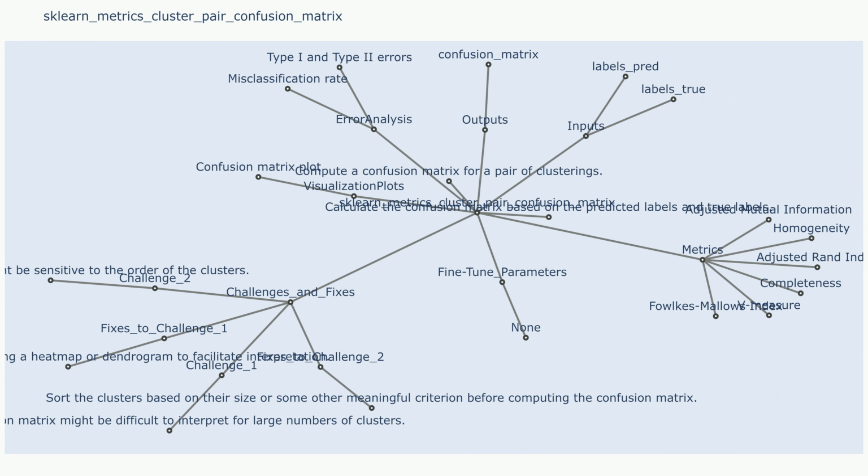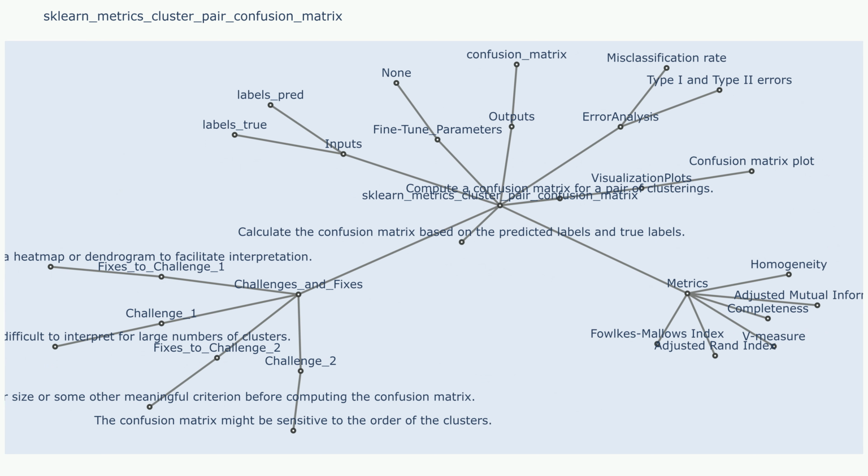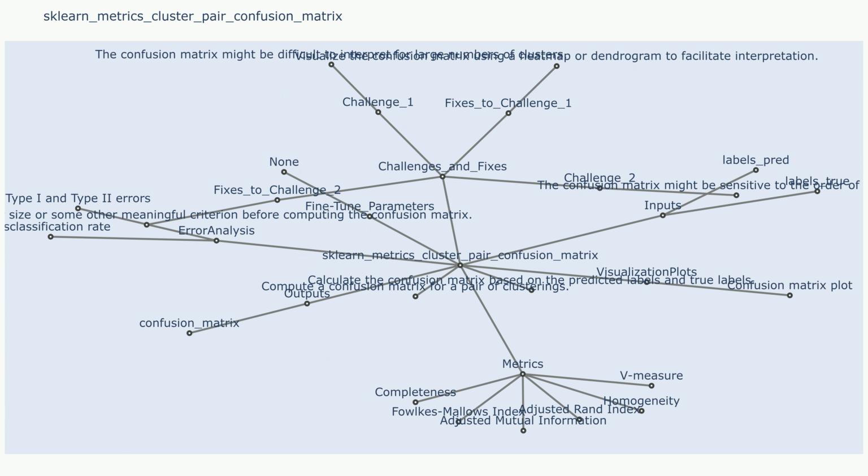Challenge 2: sparse confusion matrices. When the number of clusters is large, the confusion matrices for specific cluster pairs can be sparse, resulting in unreliable metrics. Sample use case that resulted in challenge 2: in a clustering with a large number of clusters, the confusion matrix for a specific cluster pair might contain only a few instances, leading to high variance in the calculated metrics.